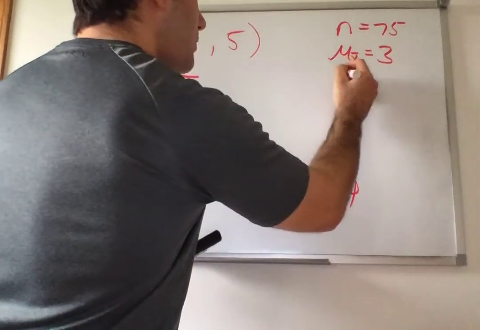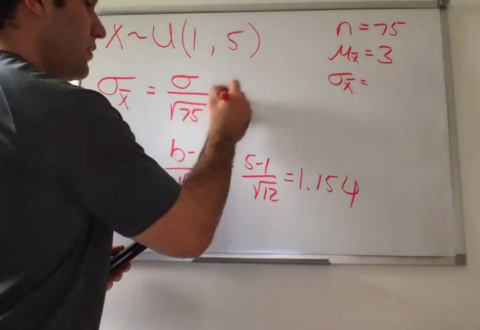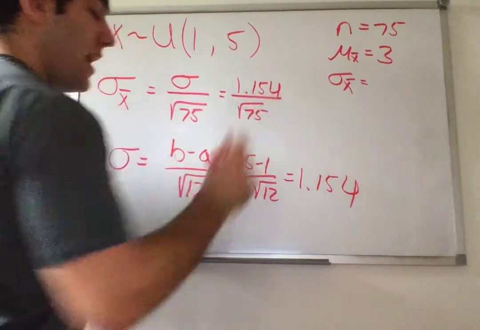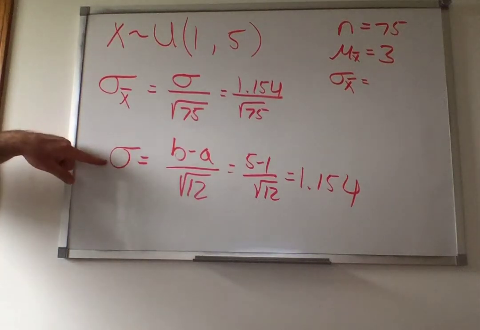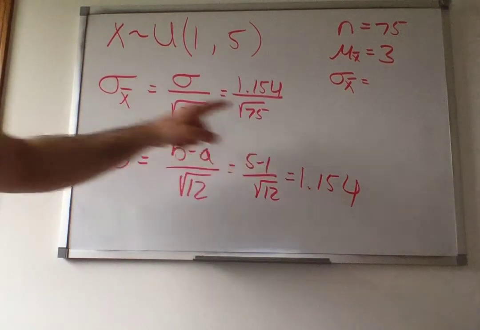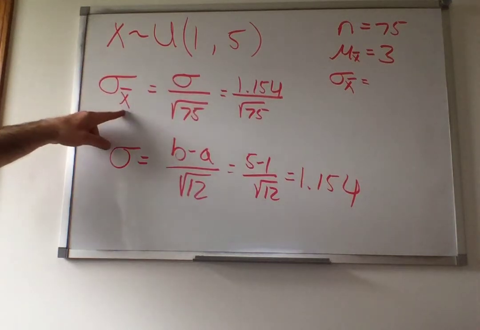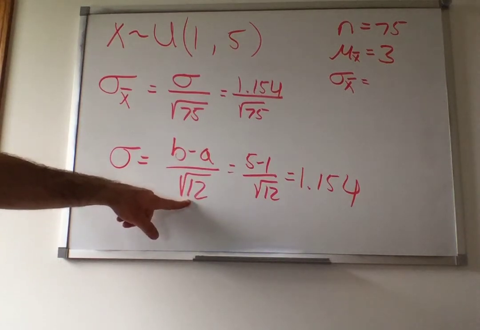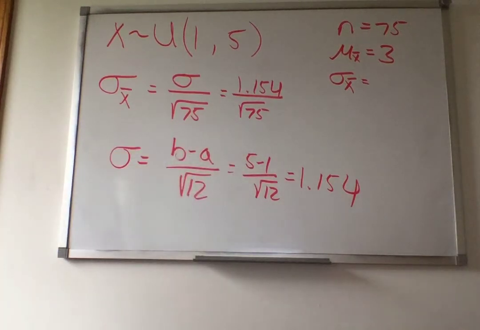1.154. So now we've got the standard deviation of our sampling distribution. It's 1.154 divided by the square root of 75. Okay? So here I found the standard deviation of the uniform distribution. I needed this number to plug it in to here to find the standard deviation of my sampling distribution. Okay? This square root divided by 12 has nothing to do with sample size. This is just the formula that we had in chapter 5 for the uniform distribution standard deviation.